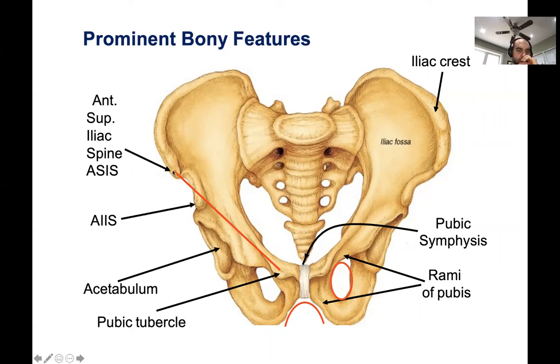Now, if you look a little bit further down, we get what is known as the pubic tubercle. A tubercle is more of a bump. It's a bump that's found on the pubis bone, which is the front portion of the pelvis.